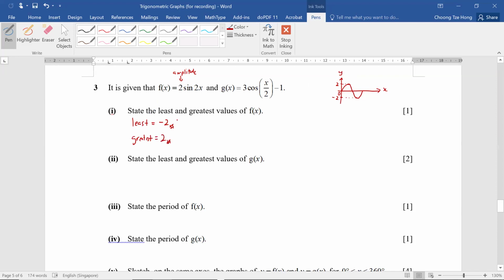So how do we get the least? We take 0 minus the amplitude, and we get the least value. To get the greatest, we take 0 plus 2, the amplitude, to get the greatest value. So let's look at part 2.